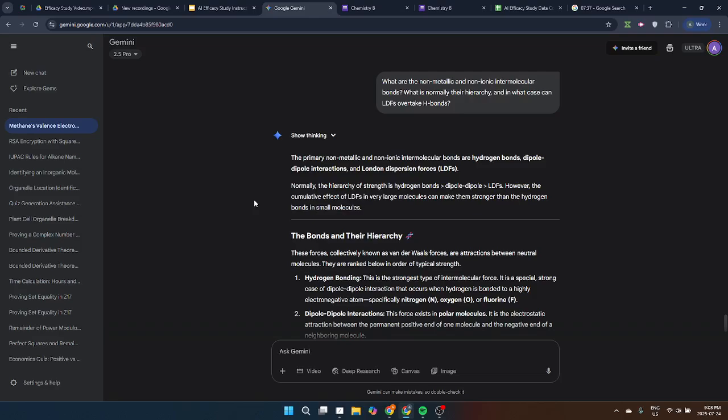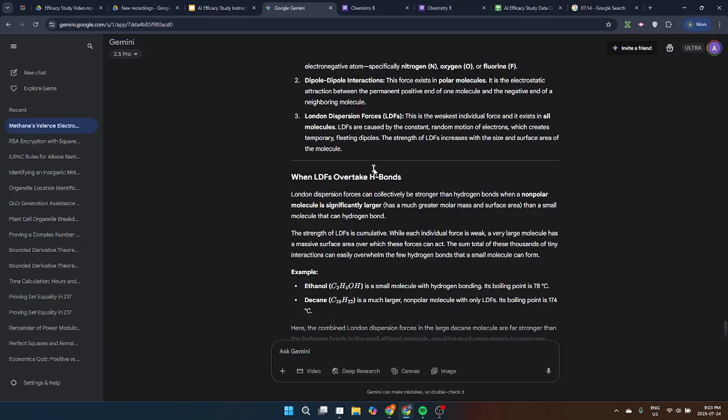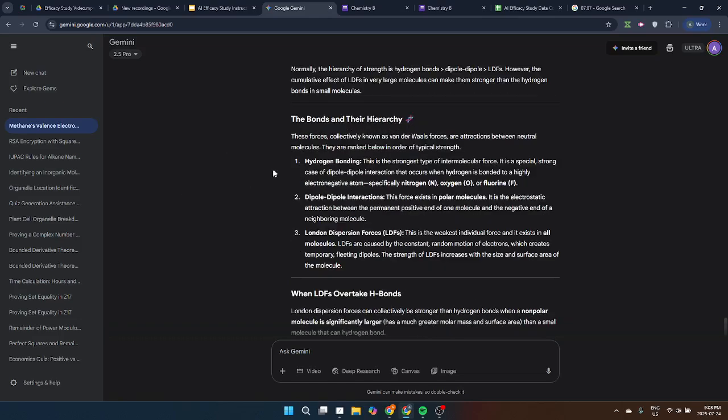Okay, so it gives us this answer. Let's read through. Okay, yeah, so this is just a question that tries to help us clarify intermolecular forces and how they influence boiling points and their strengths. I feel like I understand this concept pretty well.